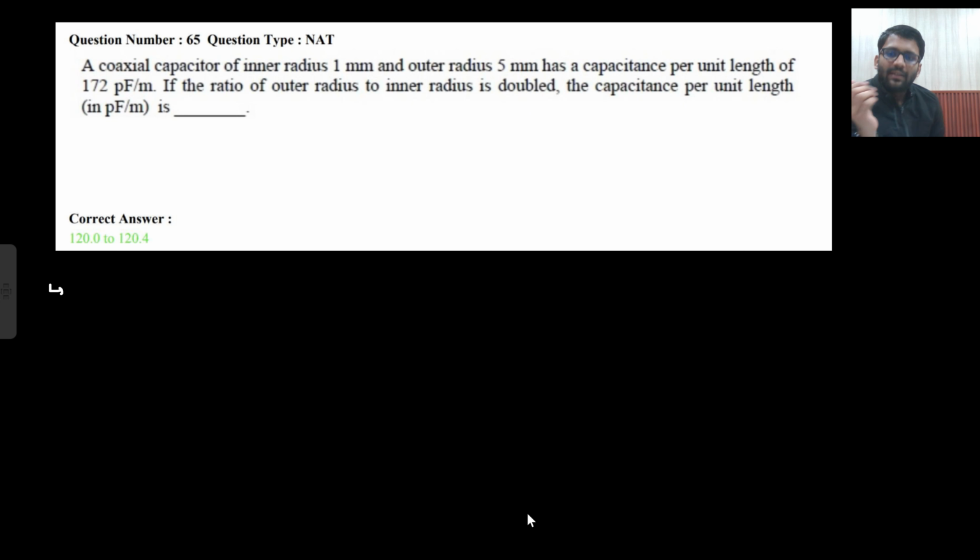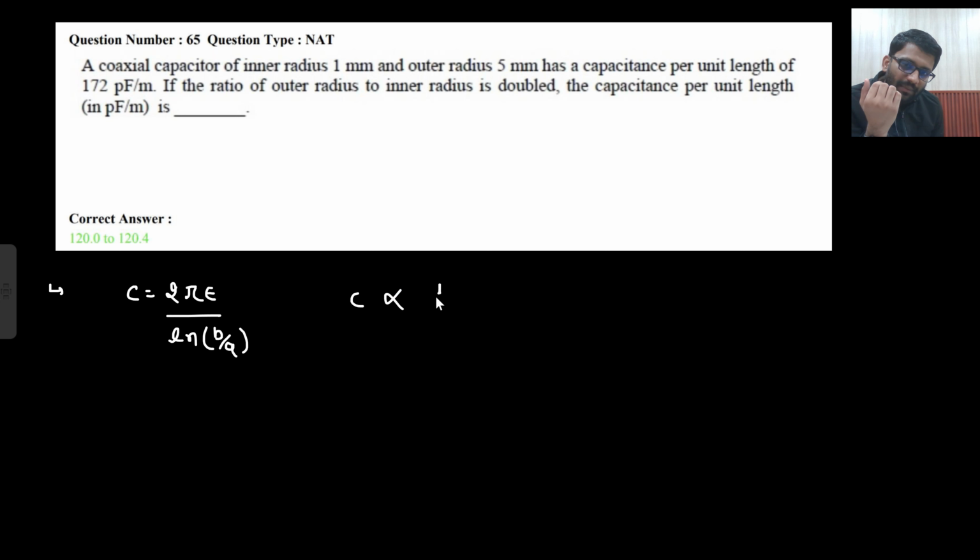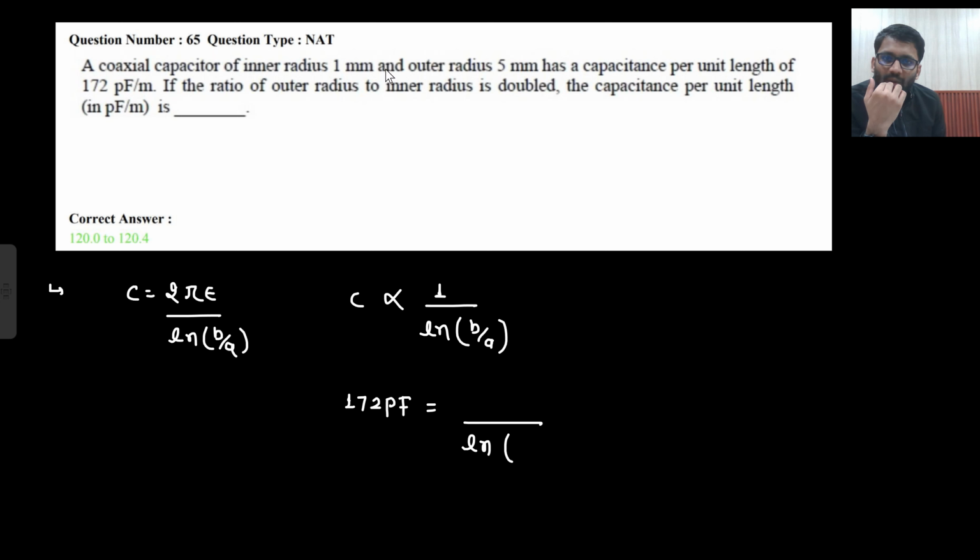So for a coaxial cable with inner radius and outer radius, it has a capacitance of this much. So what is the formula of capacitance? 2 pi epsilon upon ln b by a. This is the formula of capacitance. So from here what I can see is that capacitance is inversely proportional to ln b by a. So initially capacitance is 172 picofarad. When it is 172 picofarad, at that time the ratio of outer radius to inner radius was 5.